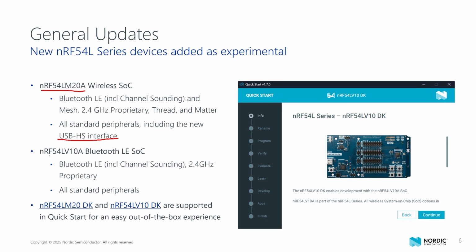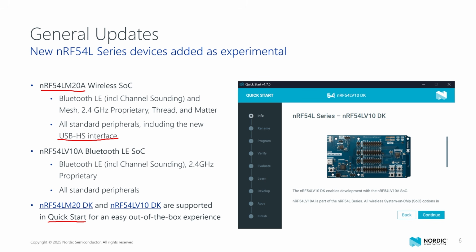The other one is the nRF54LV10A Bluetooth LE SoC. Here we have support for Bluetooth LE, also with channel sounding, and 2.4 GHz proprietary. This also has all the standard peripherals usable. We'll dive a little bit more into each of these devices in the next few slides to give you a better overview. That means that the associated DKs, the nRF54LM20 DK and the nRF54LV10 DK, are also supported, including in the Quick Start application.